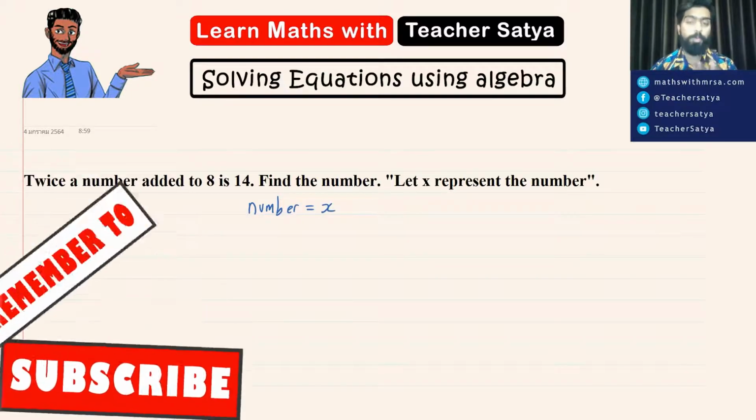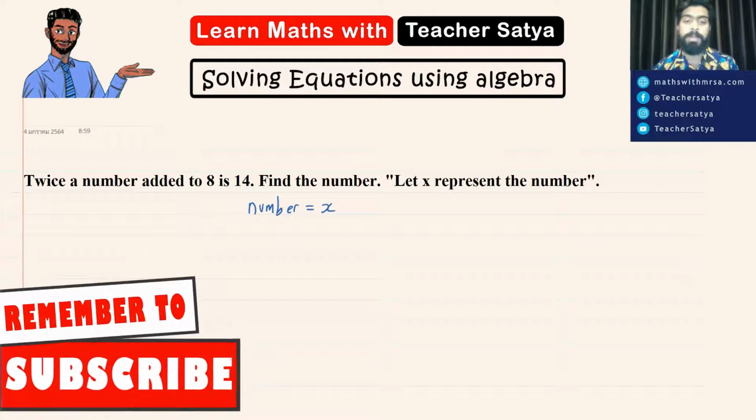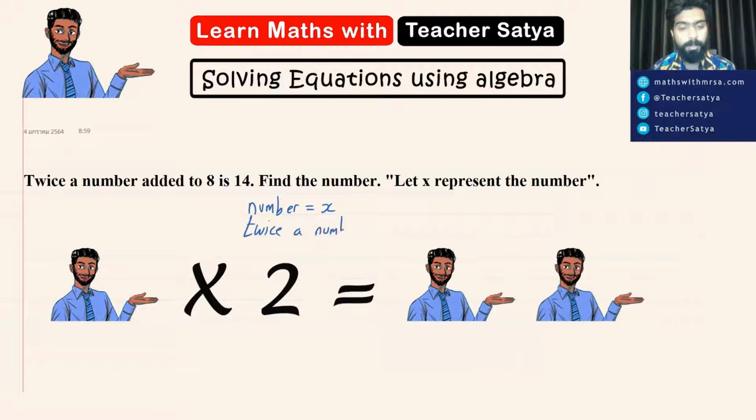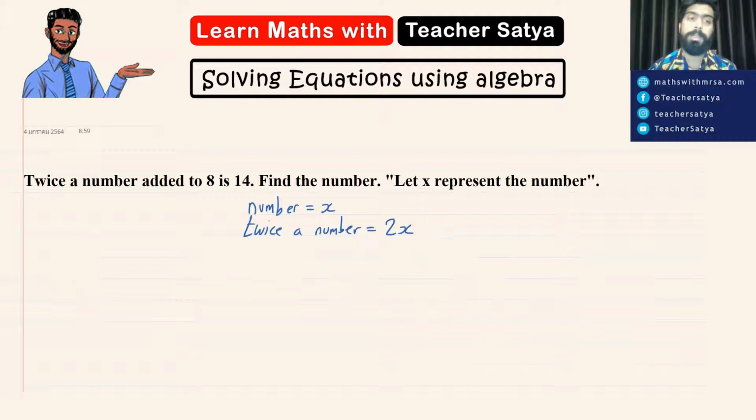Now, what do we mean by twice a number, guys? Let's say I have a number as 10. Twice the number would be 2 times 10. In this case, when the number is equal to x, twice a number would be 2 times x, which is equal to 2x, right guys? Now, also we know that when twice a number, which is 2x, is added to 8, we get an answer which is equal to 14.